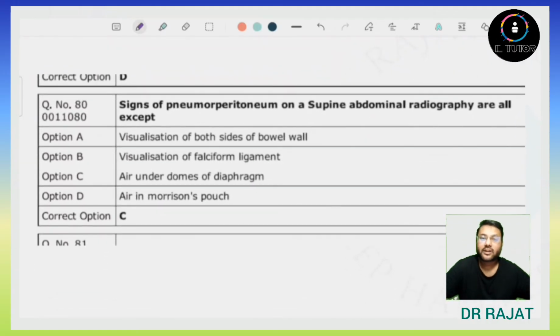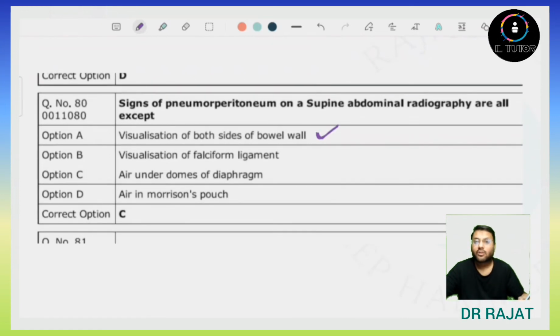Sign of pneumoperitoneum on supine abdominal radiology are all except. So first option is visualization of both sides of wall. This is true. Visualization of the falciform ligament. This is also true.